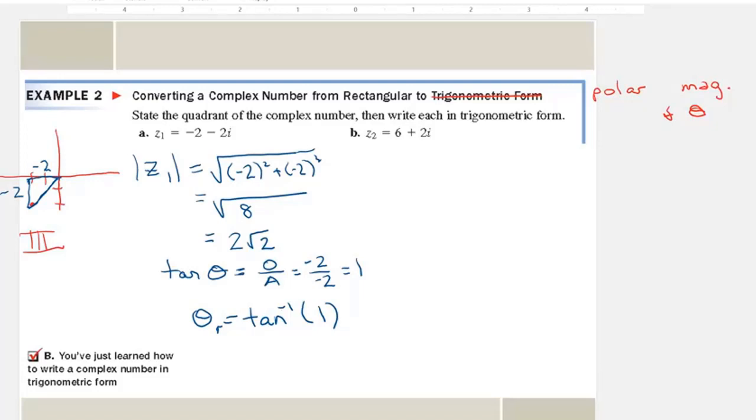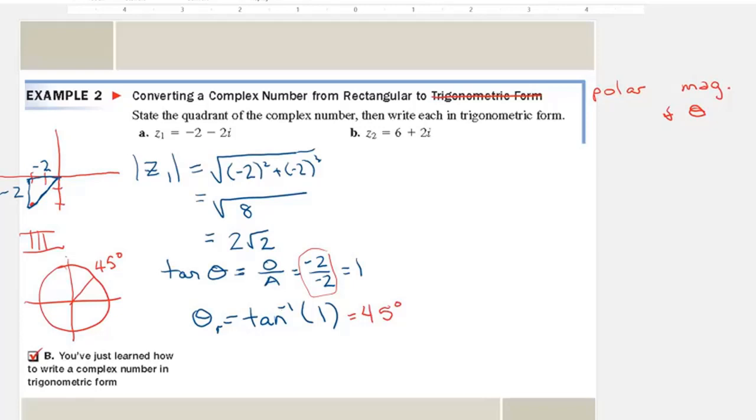If you look on a unit circle, remember that the tangent is the opposite over the adjacent. So when these two are the same, we always get 1. What angle always gives us the same numbers for the x and the y? 45 degrees. So we know that this reference angle is going to equal 45 degrees because this is the square root of 2 over 2 over the square root of 2 over 2, which is 1.